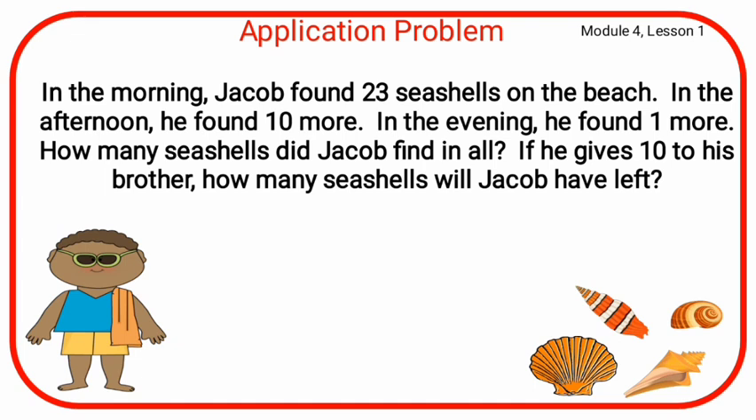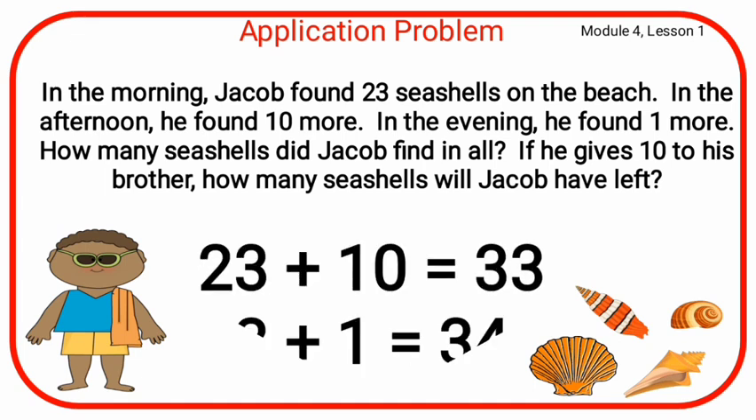All right. There are 2 sides to this question, okay? One, he found 10 more and later found 1 more. Are you following? He found 10 more, then later he found 1 more. Okay, so how many seashells did he find in all? That's part A. And part B, if he gives 10 to his brother, how many seashells will Jacob have left? That's part B. There's an addition problem in this, and there's a subtraction problem. So let's take it one step at a time. First, let's do the addition parts.